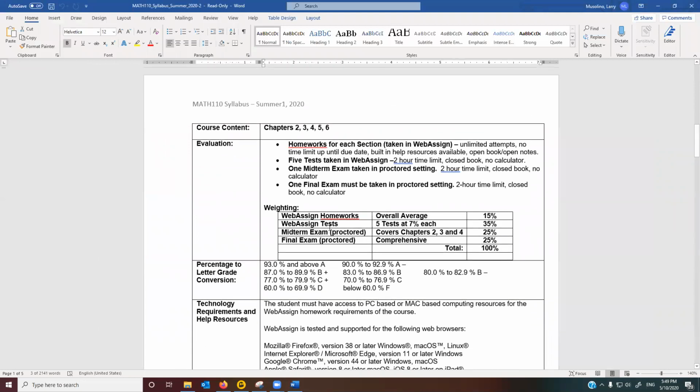Folks, here's the weighting in the course. So you're going to be working on WebAssign homeworks. There's going to be one homework for each section in the textbook. That'll be worth 15%. You're going to be taking 5 tests in WebAssign. These are 1 test per chapter. Those are 7% each, so that's 35% of your grade. And then a midterm exam, it's going to cover chapters 2, 3, and 4. That's worth 25%. And then a final exam, comprehensive, that'll be worth the other 25%.